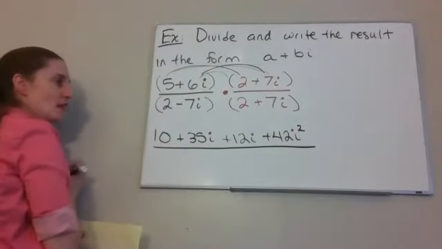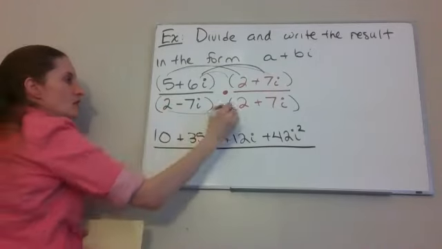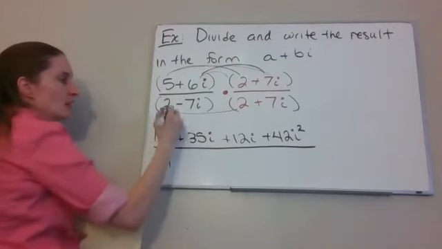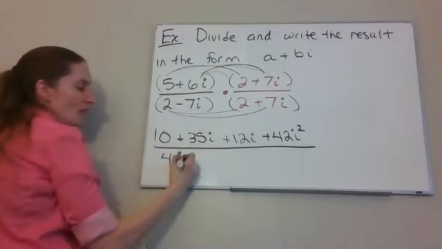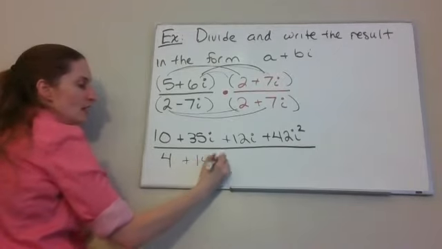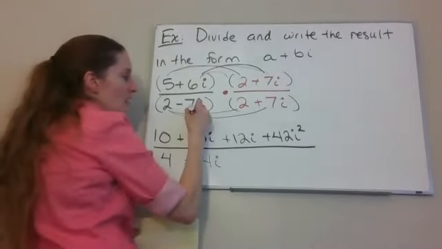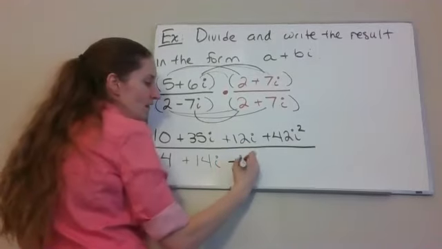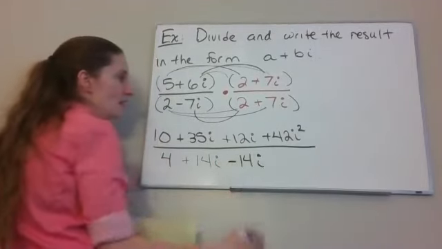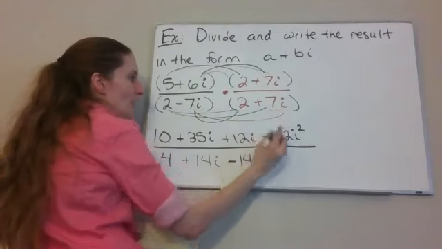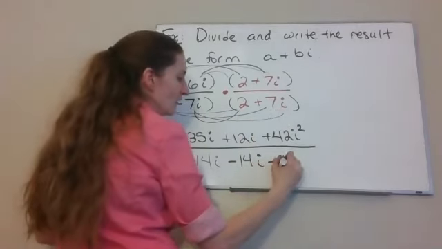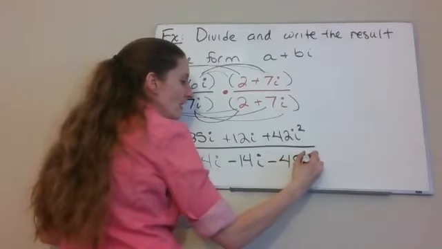Do the same thing in the denominator. 2 times 2 is 4. 2 times 7i is 14i. A negative 7i times 2 is negative 14i. And negative 7i times positive 7i is negative 49i squared.